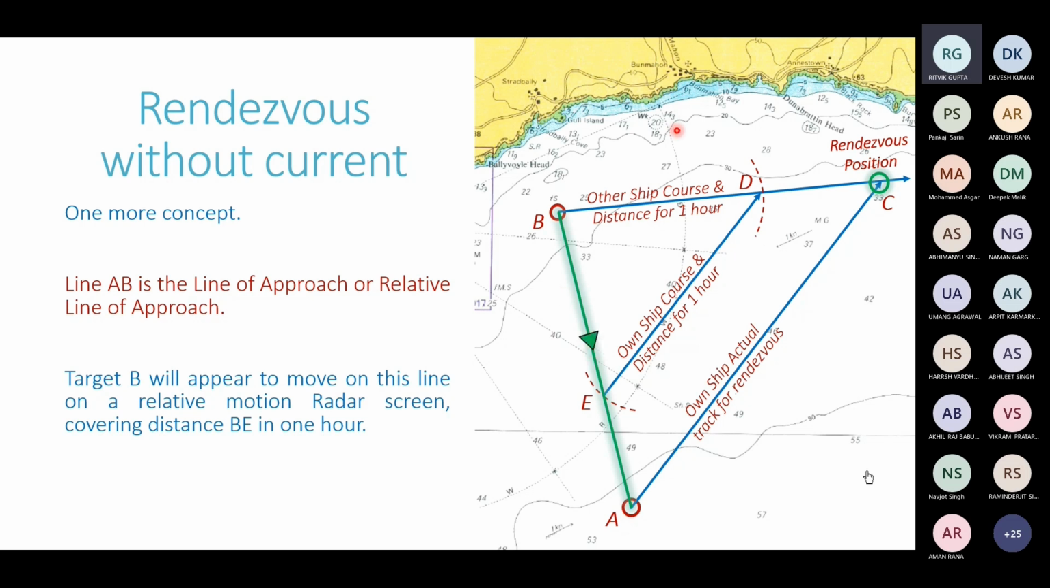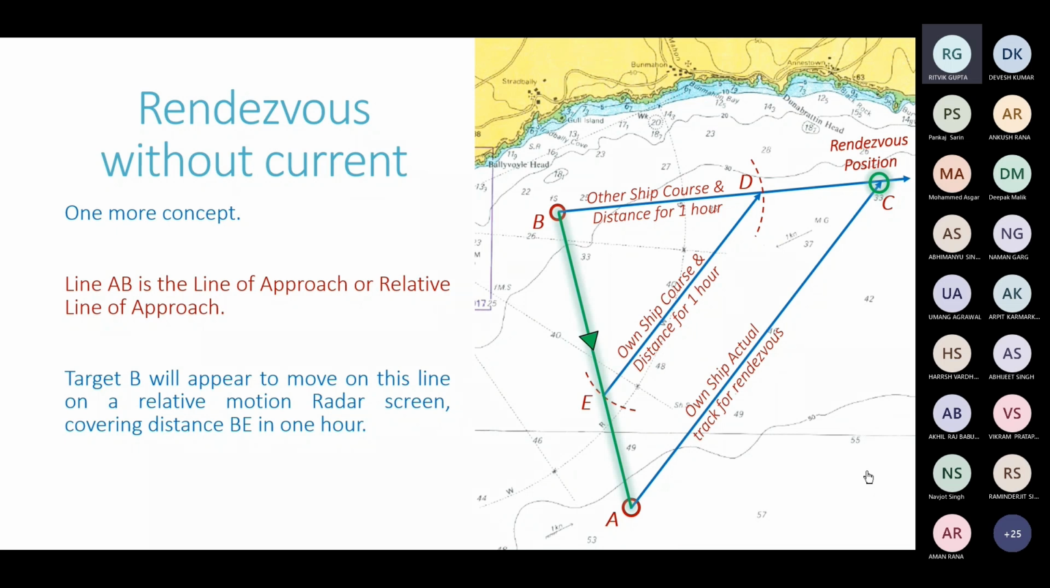if you have the other ship's course and speed, and you have own ship's course and speed, you can easily find out what will be the line of approach on which the other ship is moving. So let me give you an example. Let's say the other ship's course and speed was this one only, what we have mentioned here by vector Bravo Delta. And let us say our ship's course and speed was slightly different. It was not this one. So what was our course and speed?